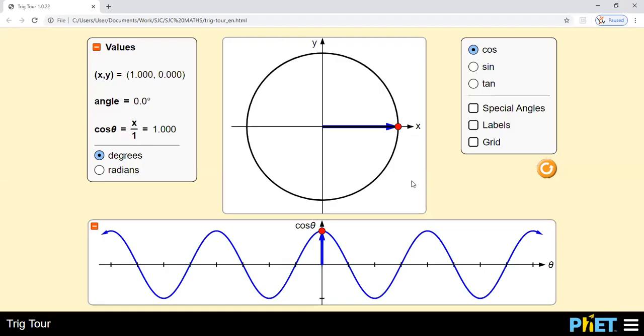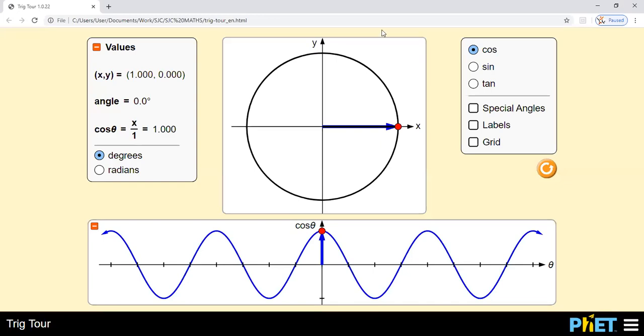Hey folks, in this video we are discussing the trig ratios and the Cartesian plane. They are there in the Cartesian plane, eh? And so I'm going to introduce this to you by using a nice animation. I just hope you enjoy this.